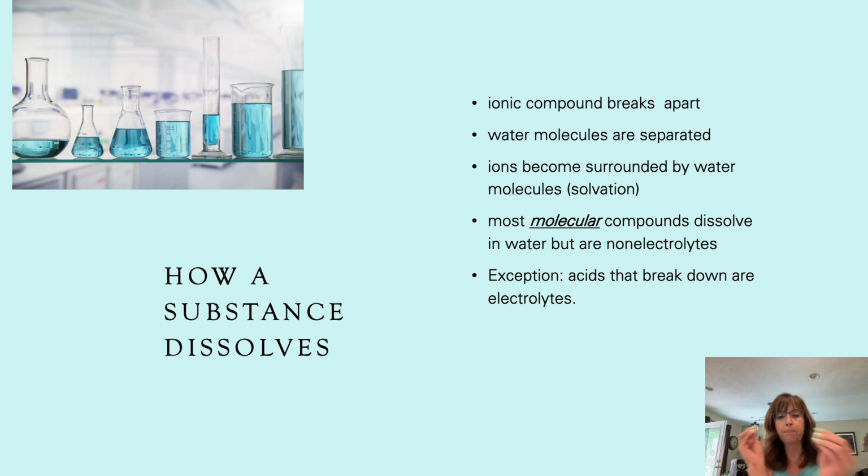So first, break up the ionic compound. 2, break up the waters. Then the waters can surround the ions. This is what we call solvation. Most molecular compounds dissolve in water, like sugar, but they're not electrolytes. Ionic compounds break down, dissolve in water, and conduct electricity. There is one exception to the molecular compounds, and those are acids. Acids, especially strong acids, break down to form electrolytes.